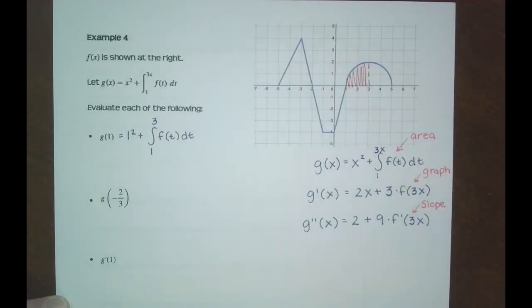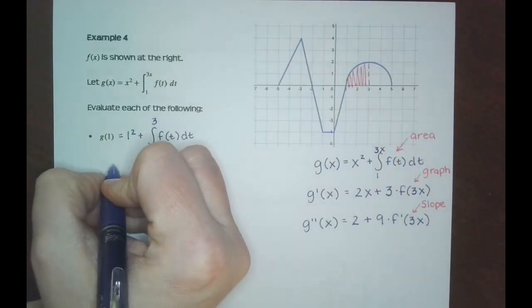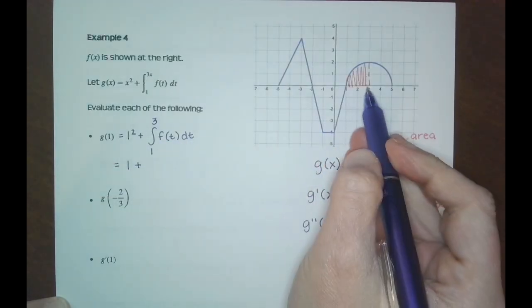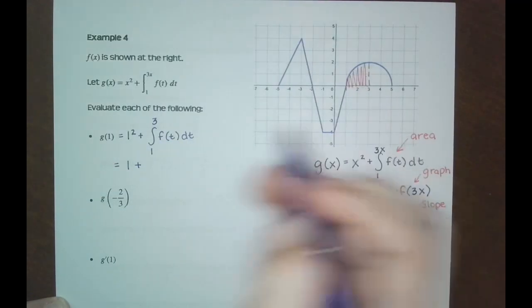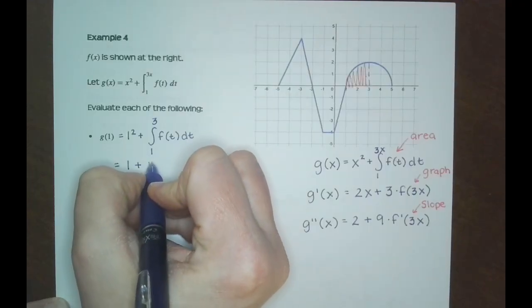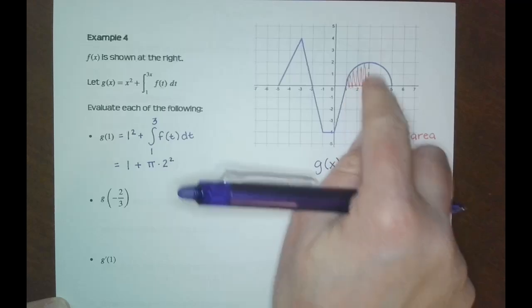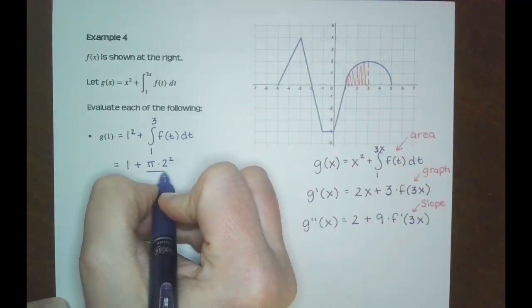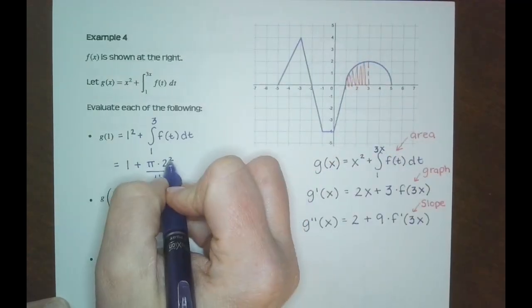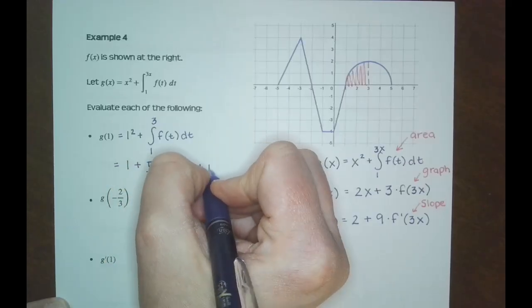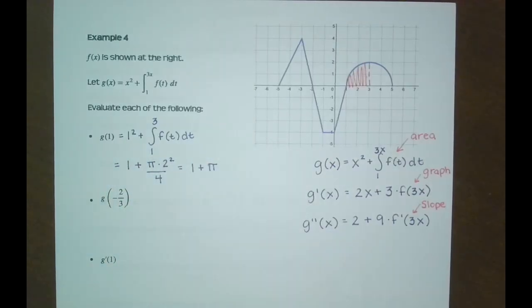The 1 squared is just a 1. This is going to be a circle with a radius of 2, so it's going to be pi times 2 squared. But then that's like a quarter of the circle, so we're going to divide that by 4. Well, that's just a 4 divided by a 4, so this answer is just going to be a 1 plus pi, because the 2 squared and the 4 cancel each other out. That's my answer for g of 1.